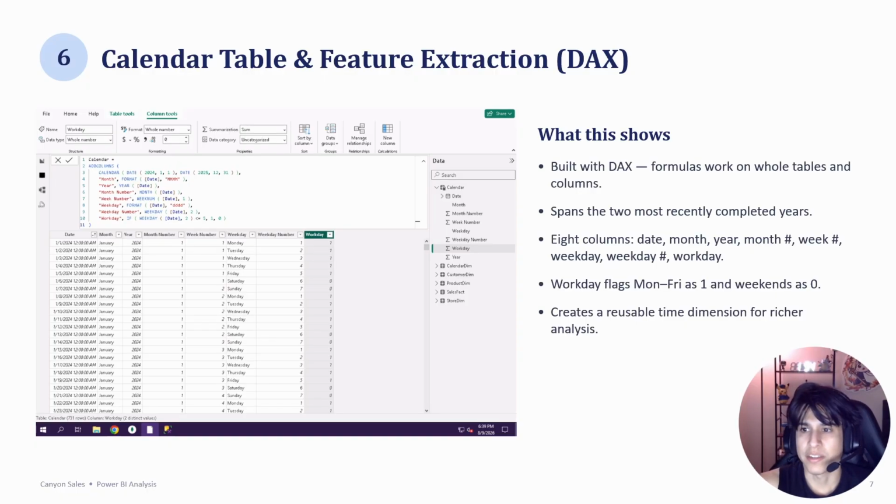Using DAX, I created this calendar table. It spans the two most recently completed years, and I filled in that table with 8 columns. Those include the date, the month name, the year, the month number, the week number, the weekday name, the weekday number, and a workday indicator. And that's really the value of DAX here. It lets us derive brand new attributes and calculations from data that we already have without ever changing the source. That turns a plain list of data into reusable time dimensions we can use to filter, group, and analyze our sales in much deeper ways.